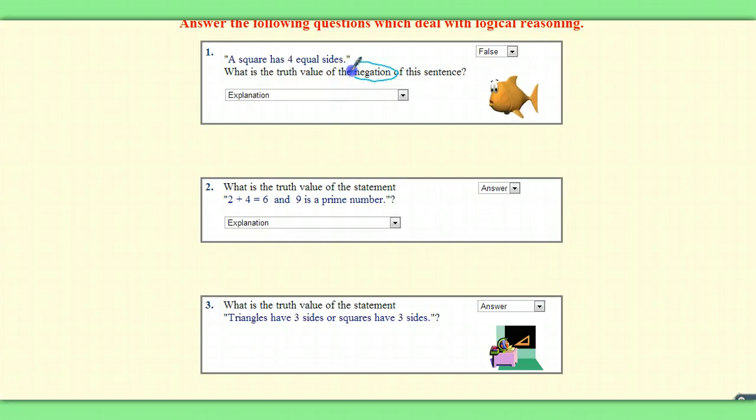So if I negate that statement and say a square doesn't, so I'm negating that, a square doesn't have four sides. Well, that's obviously false, so I'm going to click false. Let's move on to the next question.